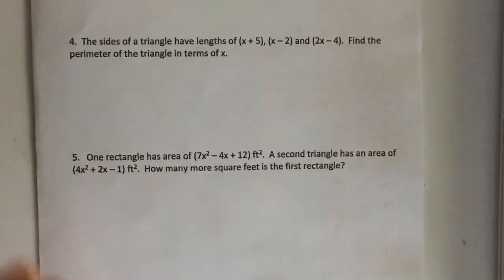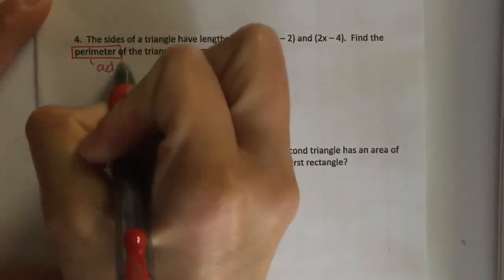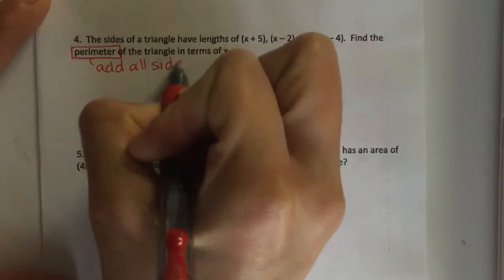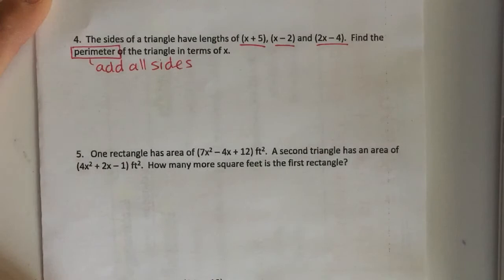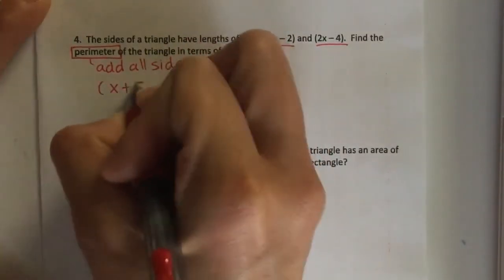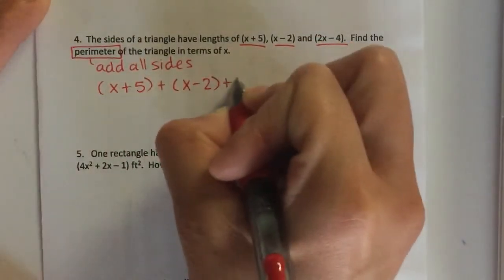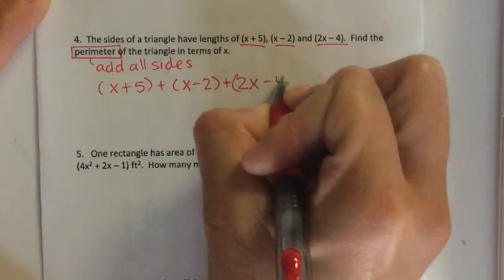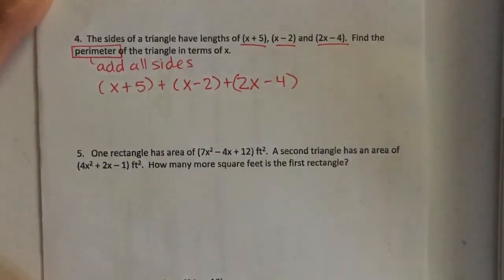All right, next slide. Here you have the sides of a triangle with lengths x plus 5, x minus 2, and 2x minus 4. Find the perimeter. Perimeter, you're going to add up all the sides. So all we're doing is taking these and putting a plus sign between the terms. So you're taking x plus 5 plus x minus 2 plus 2x minus 4. When you have a plus sign, it doesn't change any of the signs, so you can just combine them the way they are.